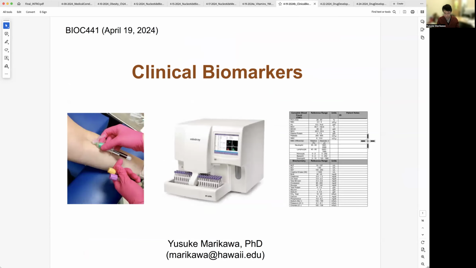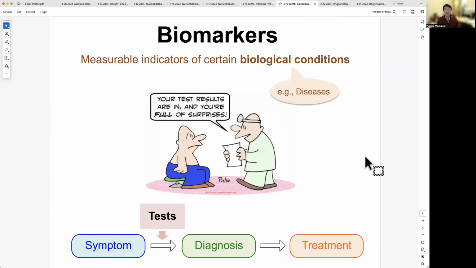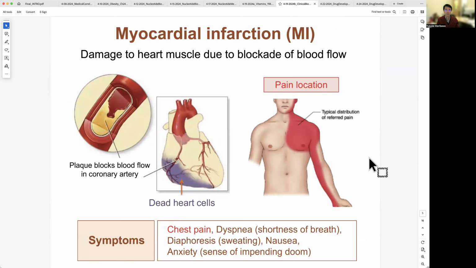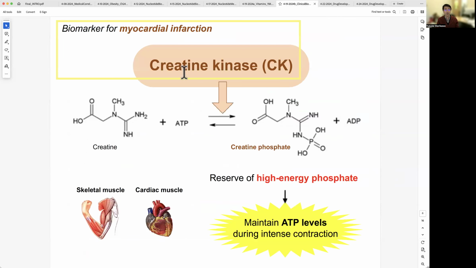Clinical biomarkers. What you need to know is that there are no specific biomarkers for specific disease conditions. For myocardial infarction, there are two biomarkers that are commonly used. Creatine kinase, or CK, is one of these myocardial infarction biomarkers.